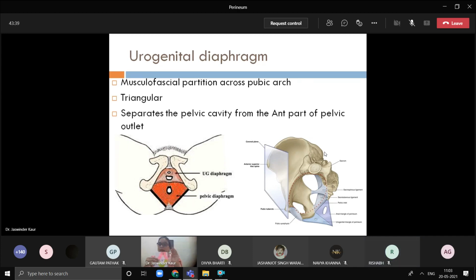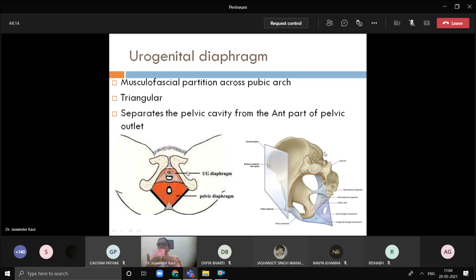Clear? So the urogenital diaphragm is a musculofascial partition. Musculofascial means it has a muscular component and it has a fascial component. Now this is the ischiopubic rami, that is the pubic arc. So it is present across the pubic arc, a musculofascial partition across the pubic arc, right? So it is triangular in shape, right? So this one is the urogenital diaphragm.